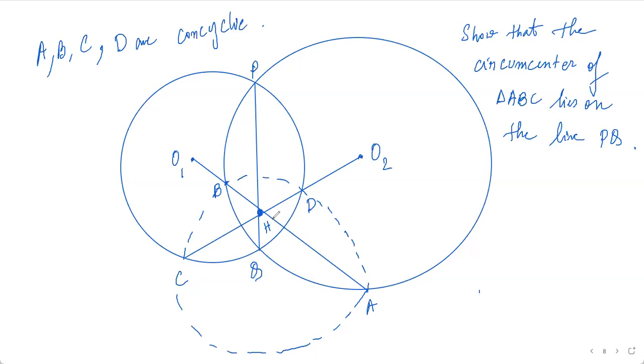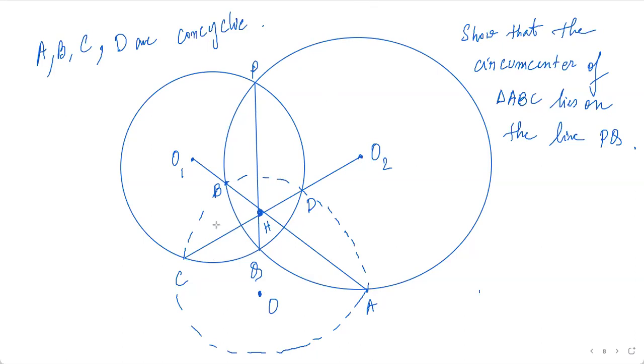Okay, now you notice that this AB is perpendicular to the line. Suppose O is the circumcenter. Okay, O is the circumcenter of this triangle, sorry, the circumcircle of triangle ABC.